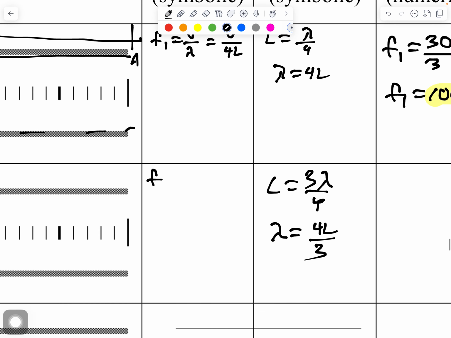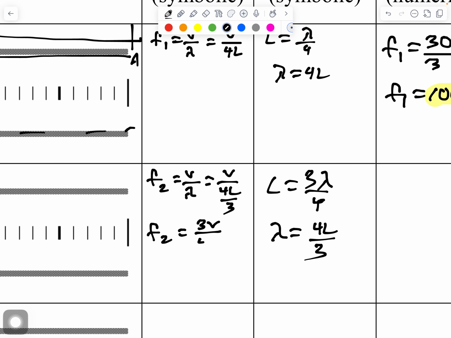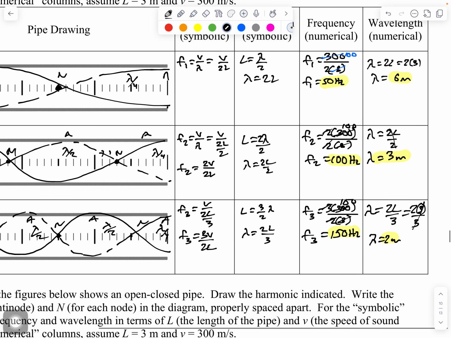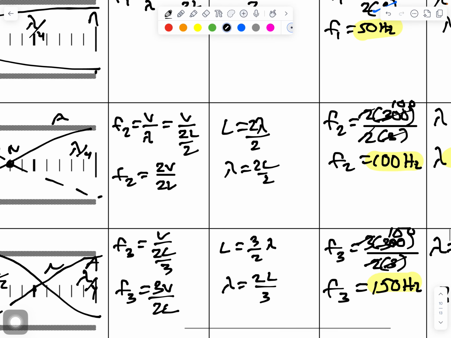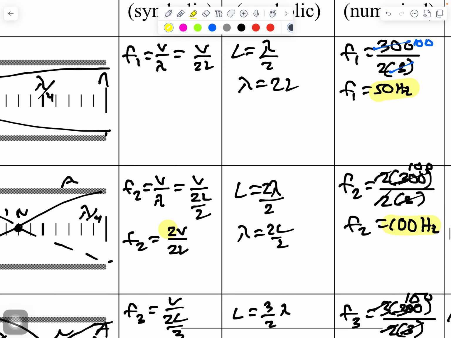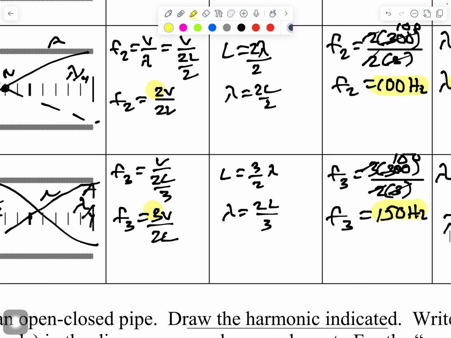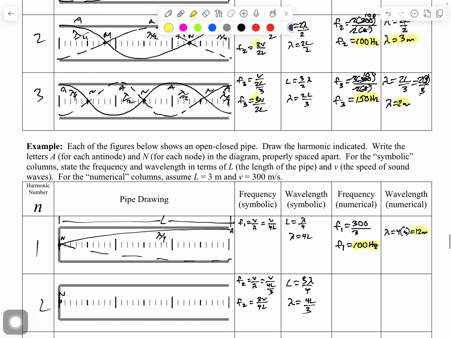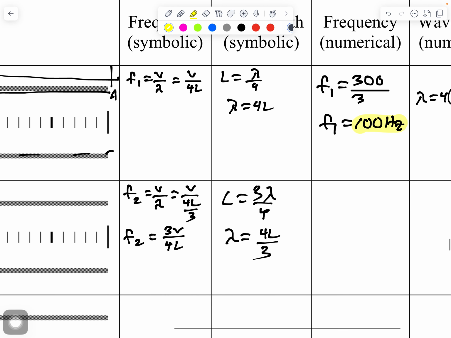Okay, that would be, I'm going to call it F2, that's V over lambda, or it's V over 4L over 3, which means the next harmonic is 3V over 4L. That's kind of weird because normally the pattern we've seen has been it's just kind of going up by integer multiples, right? 1, 2, 3, 4, 5, 6. But it skipped the number 2. It went from 1 to 3.